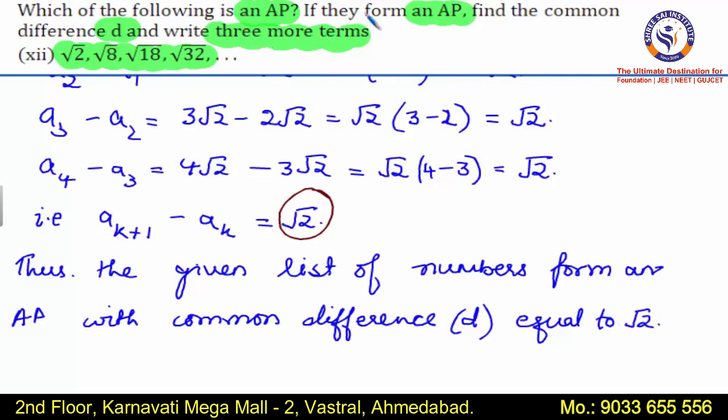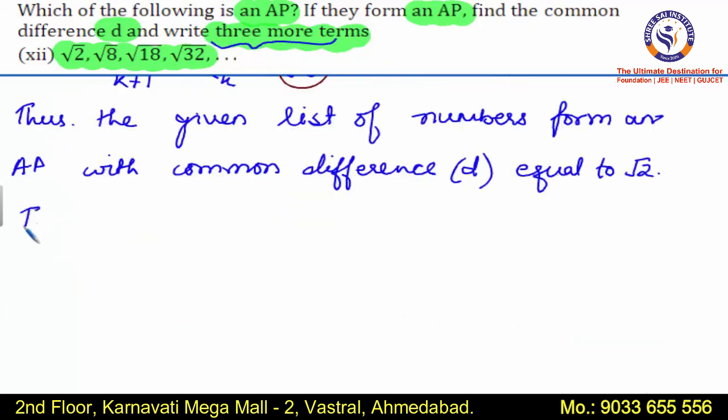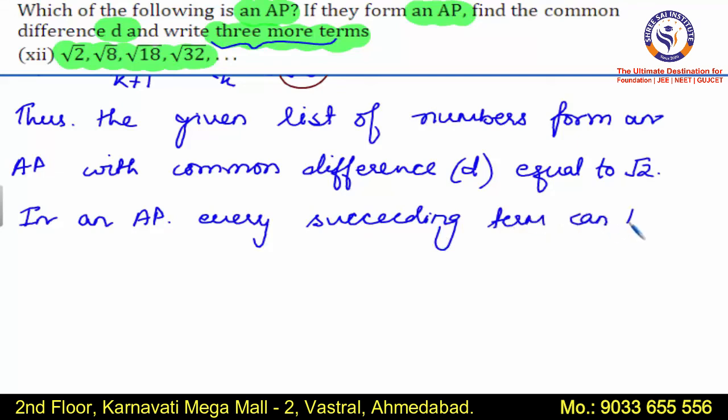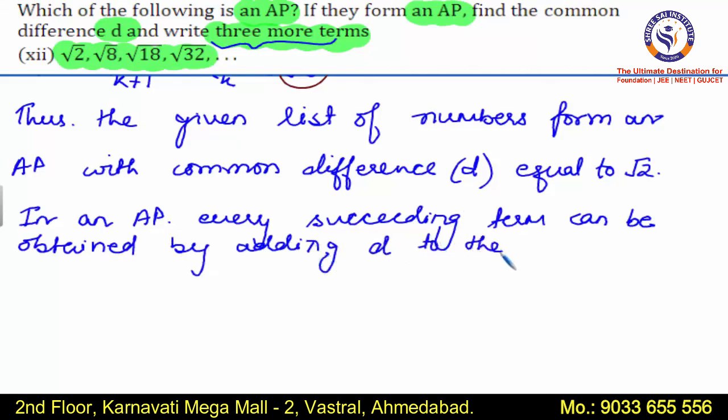Now, according to the given question, if the given list of numbers forms an AP, then we have to find the next three terms. And we know that in an AP, every succeeding term can be obtained by adding the common difference d to the preceding term. And here we are already given 4 terms. We have to find the 5th, 6th and 7th term.